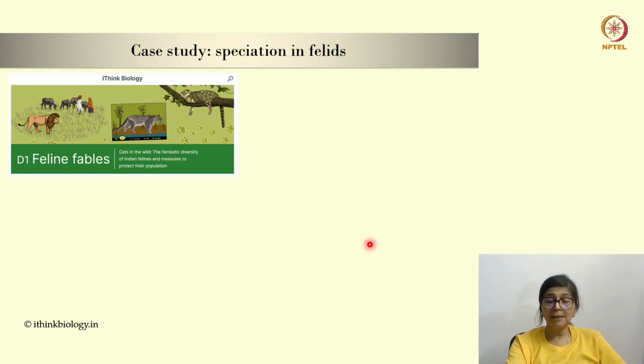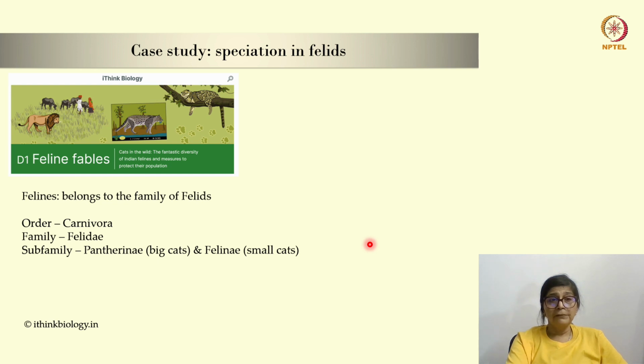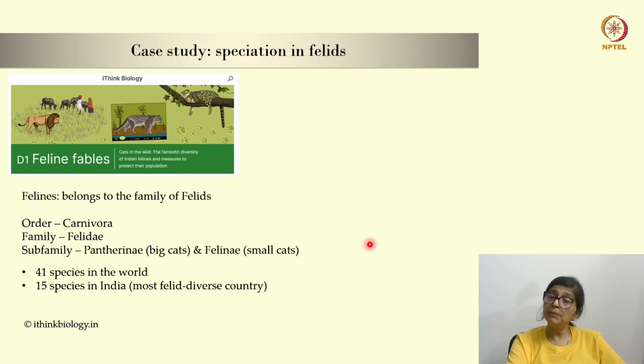Felines are nothing but cats. This we have addressed in our chapter Feline Fables. You can go and definitely read this chapter. Felines belong to the family Felidae, order Carnivora, we all know. The family has two big subfamilies: Pantherinae, which are the big cats, panthers, and the second is Felinae, or the small cats. So this is the big family of cats, which includes 41 species in the world, including big and small.